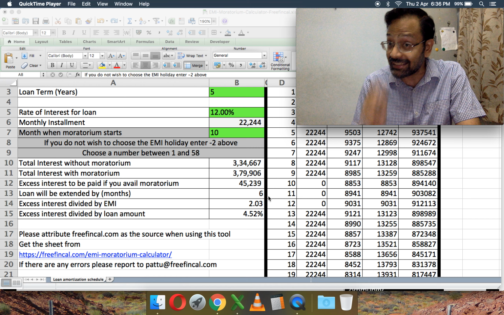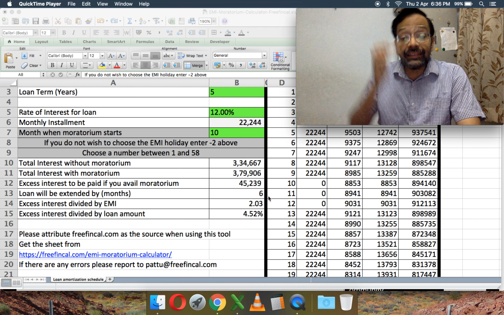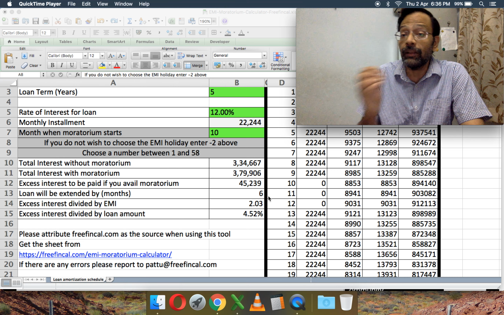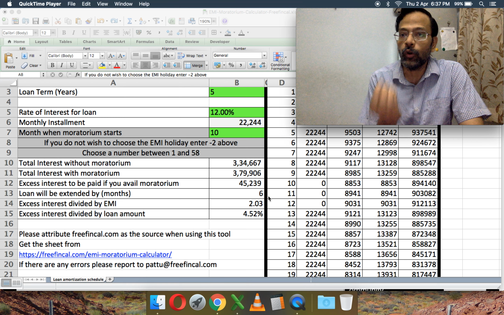If you actually calculate, you have to pay 45,239 rupees as extra interest. The loan will be extended by 6 months. The excess interest divided by the EMI is like 2 EMIs, and the excess interest divided by the loan amount, it's like 4.5% of the loan amount you have to pay additionally by choosing a moratorium.